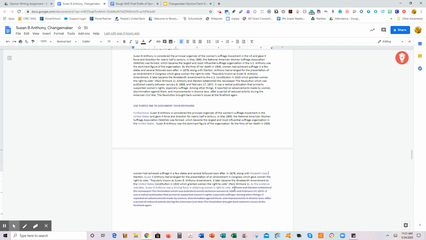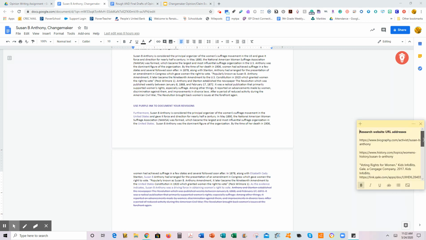And then when I reread Anthony and Stanton established the newspaper The Revolution, all that information, when I went back to my reasons and evidence, which I had written, it didn't include this as one of my reasons and evidence. So for now, since I have what I need, and I don't want the paragraph to be so much longer than any of the other ones, I am going to strike this out and highlight in purple. So if I need it again, I have it. Okay, so that is what you have to do when you look at your paragraphs.